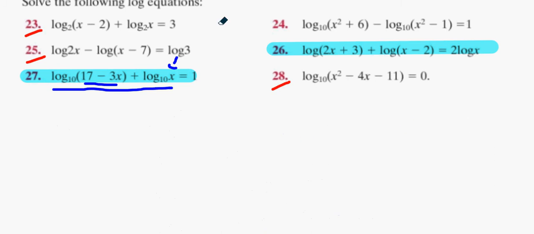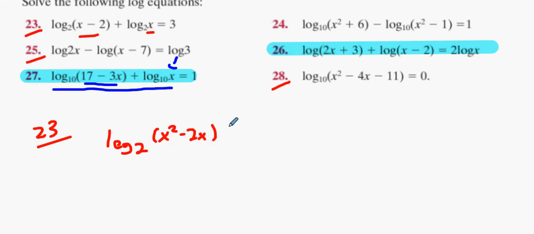Alright. For question 23, I'm going to use the multiplication rule. Why am I allowed to use the multiplication rule? Same base and addition, correct? So what's x times x minus 2? X squared minus 2x, okay? Now, for the 10th time, anybody tell me how to move these around? Yellow equals what? Yellow equals blue to the power of green.